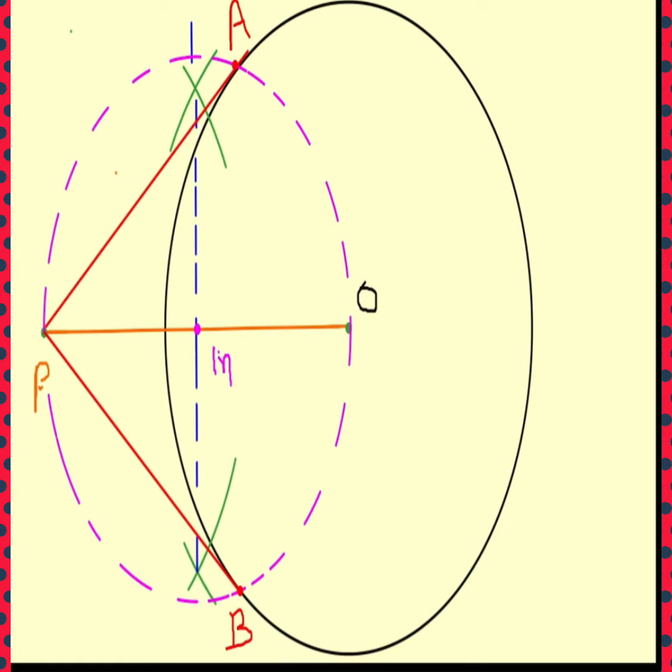So dear, you can observe that AP and PB are two tangents. You can see that AP and BP, these are two tangents, and this is the process. Now you can measure these two tangents with the help of a ruler.